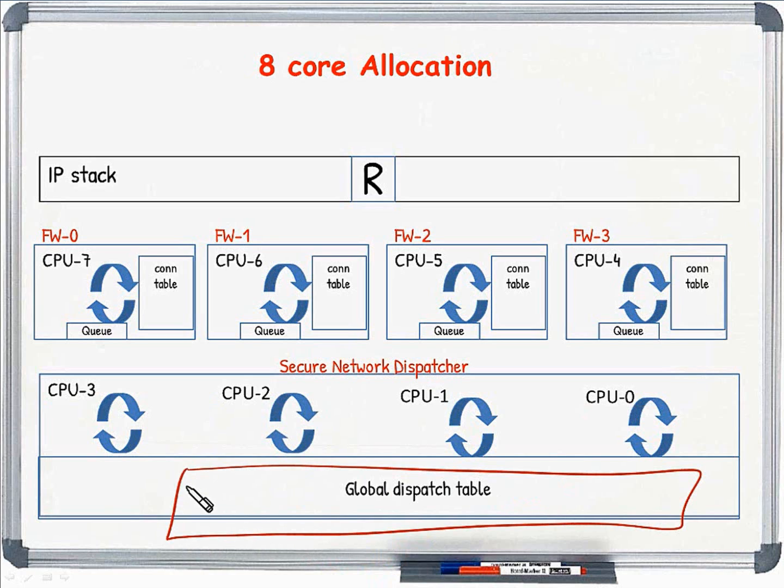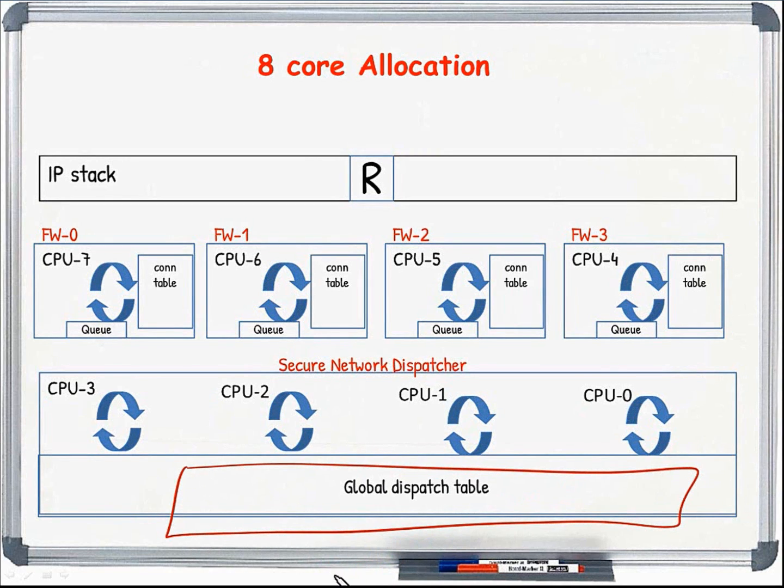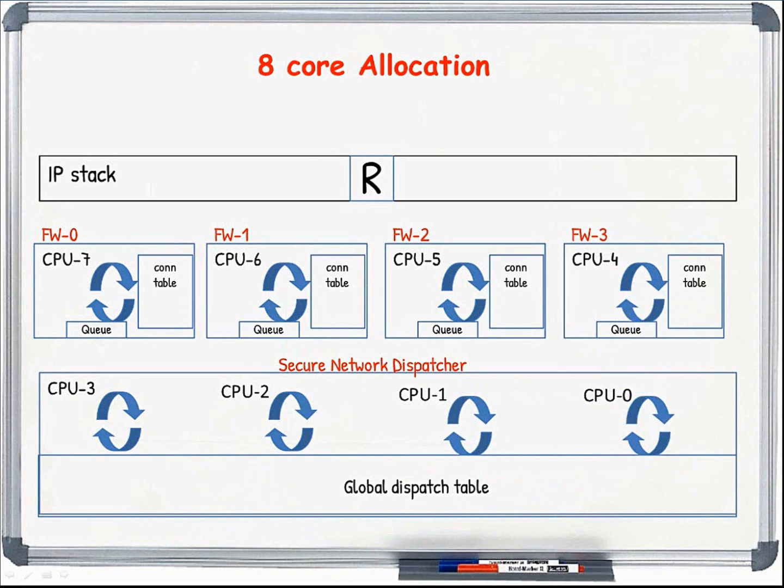Again, it's one dispatch table that's shared amongst all the CPUs. And so the traffic is coming into the NIC, coming into the CPUs. The dispatcher makes the decision, updates the dispatch table, and forwards that information to the firewall workers for them to process and look in the rule base.